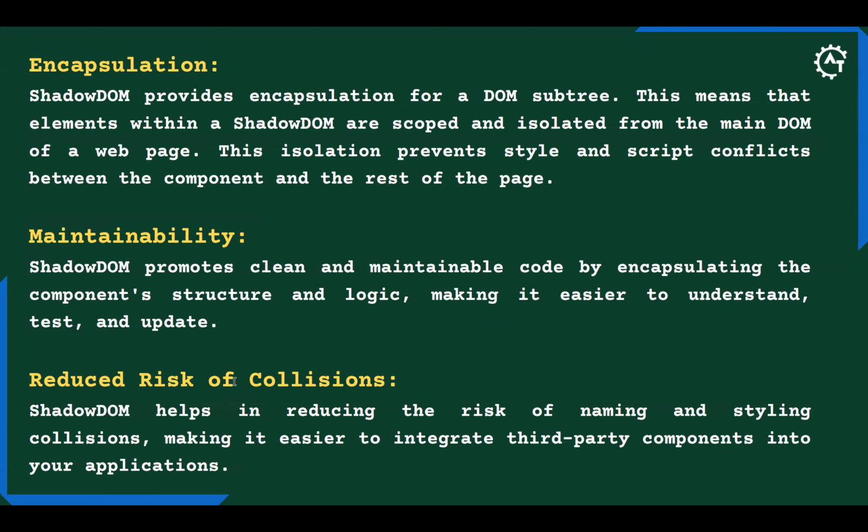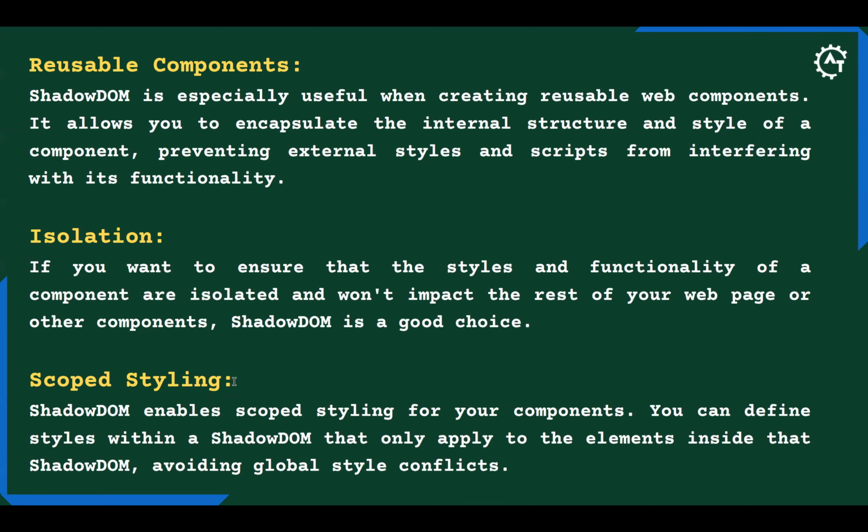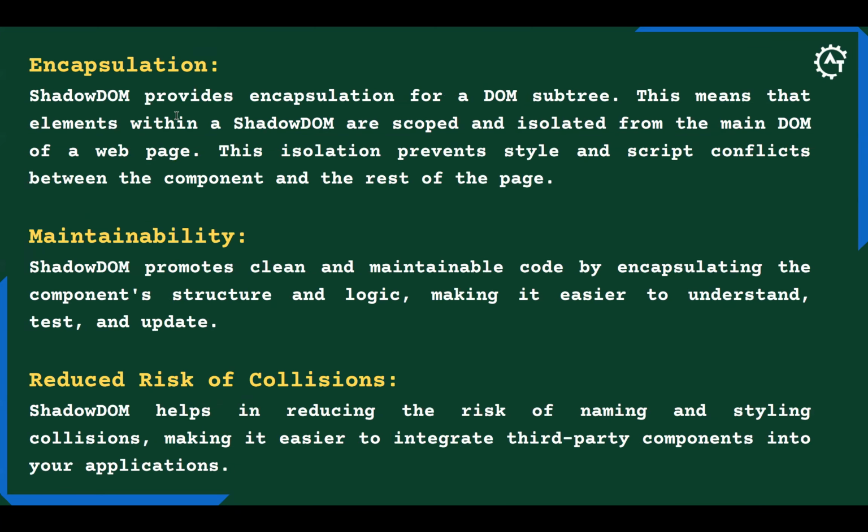Encapsulation. Shadow DOM provides encapsulation for a DOM subtree. This means that elements within the shadow DOM are scoped and isolated from the main DOM. This isolation prevents style and script conflicts between the component and the rest of the page. The same thing he is discussing under reusable components is discussed here as encapsulation. Maintainability. Shadow DOM promotes clean and maintainable code by encapsulating the component structure and logic, making it easier to understand, test, and upgrade or update.